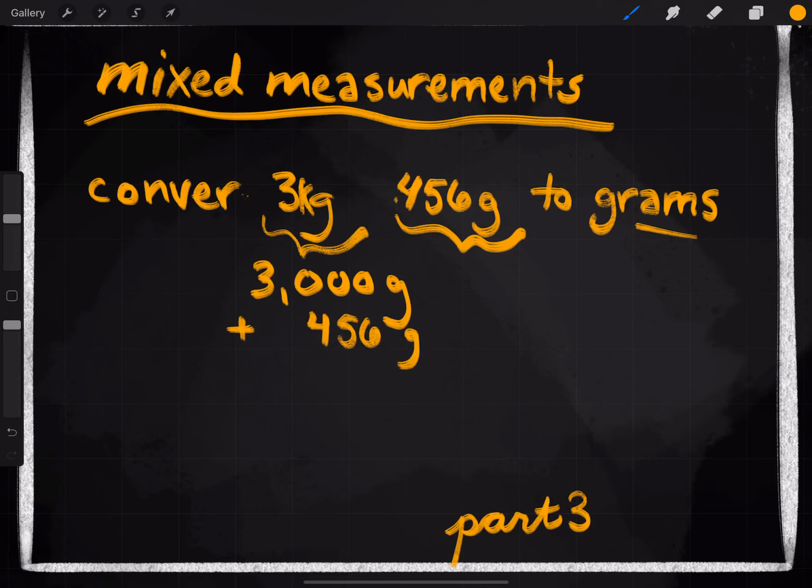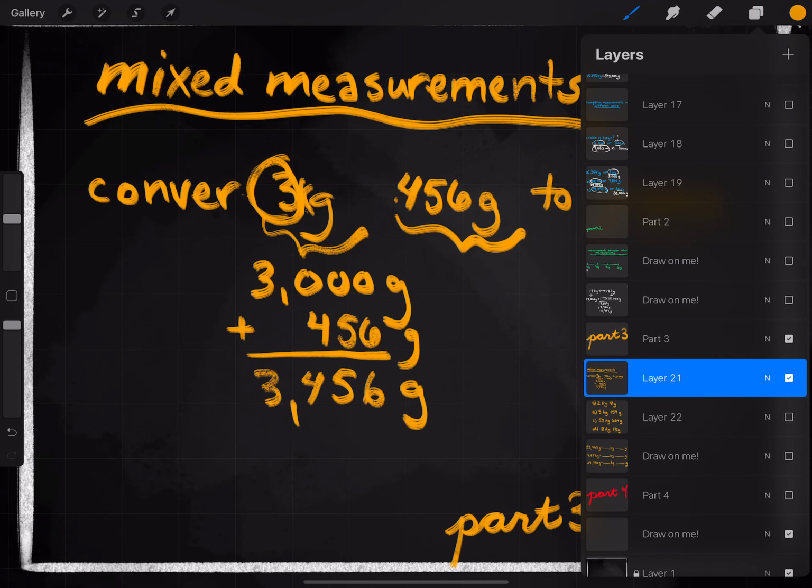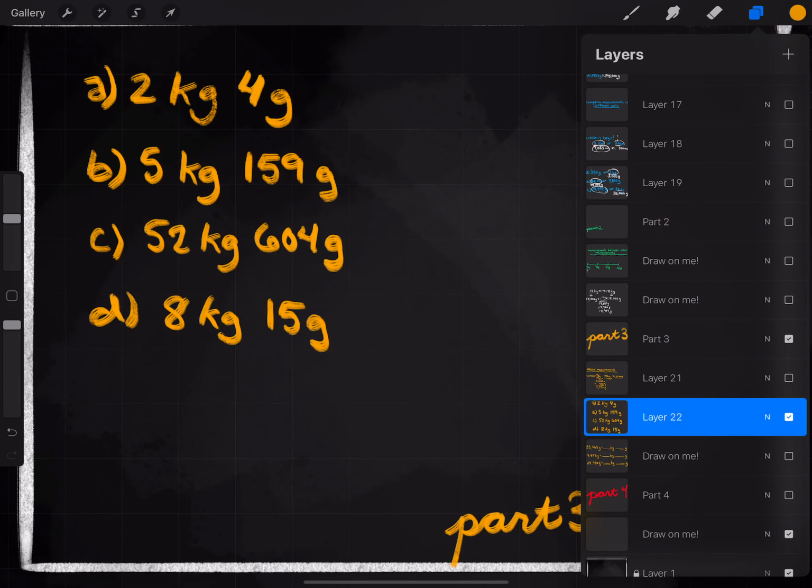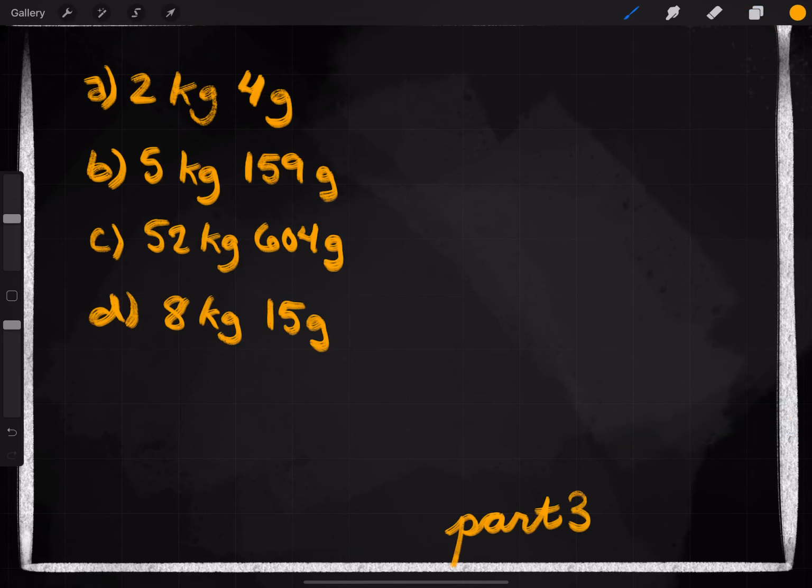Okay, and now I'm going to add this 456 grams. And your book will have a problem like this. So now I end up with 3,456 grams. You know that this number is going to be in the thousands place because it is kilograms. Let's do a couple examples. I think I have some written on here. Yes. So go ahead and change these into a measurement with just grams.